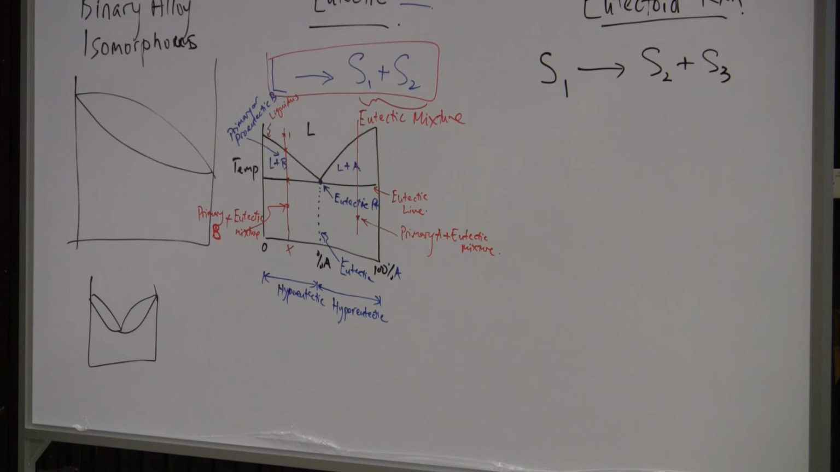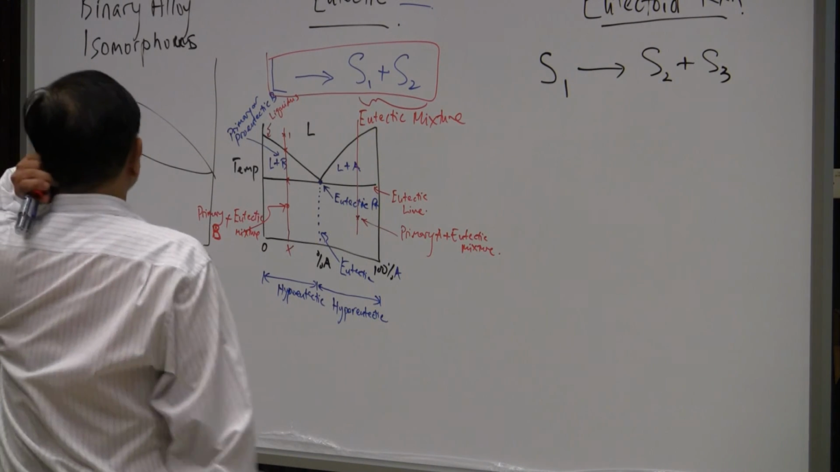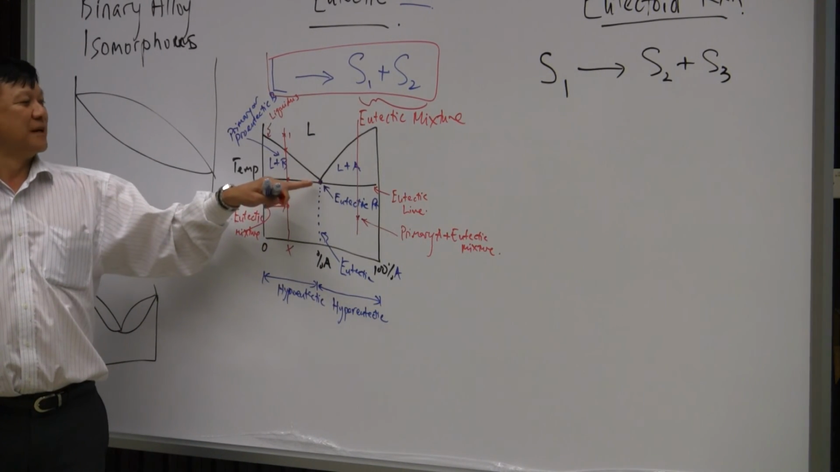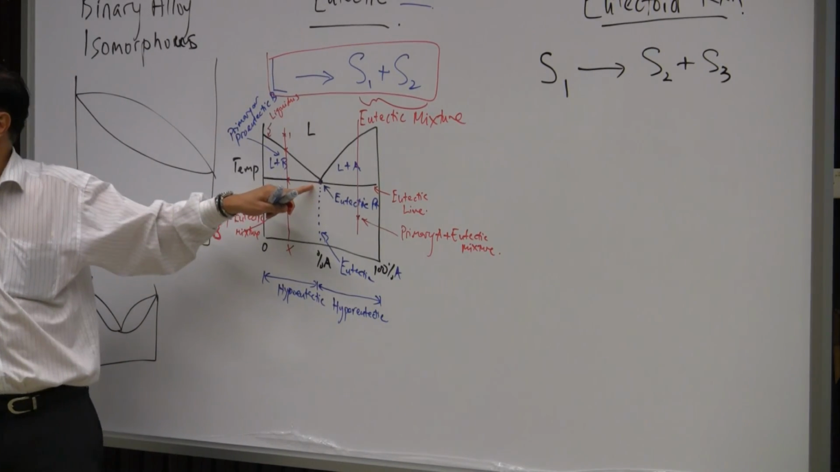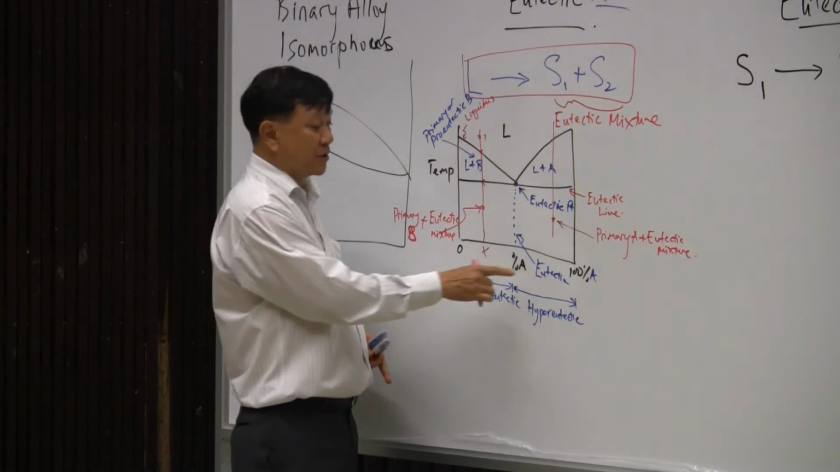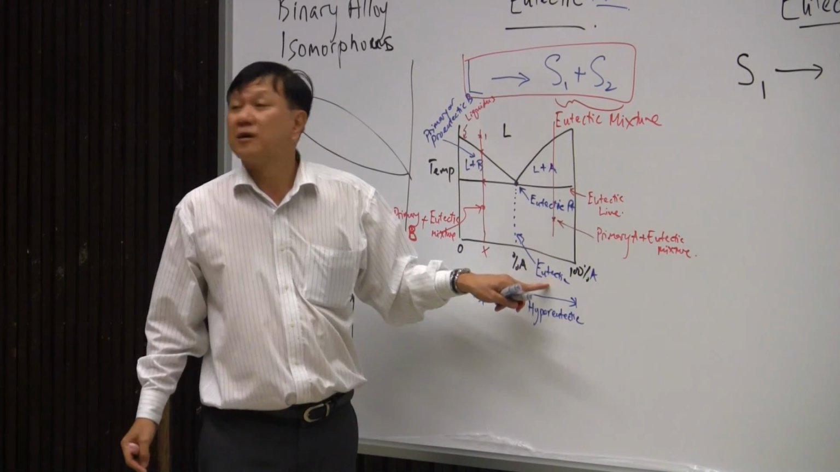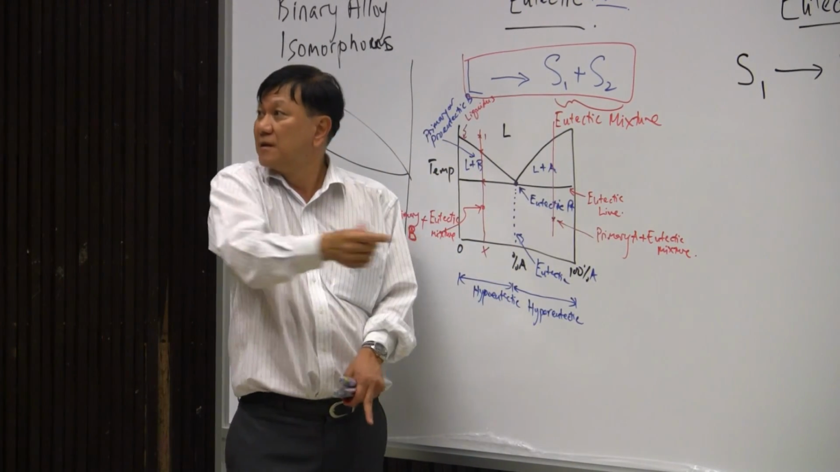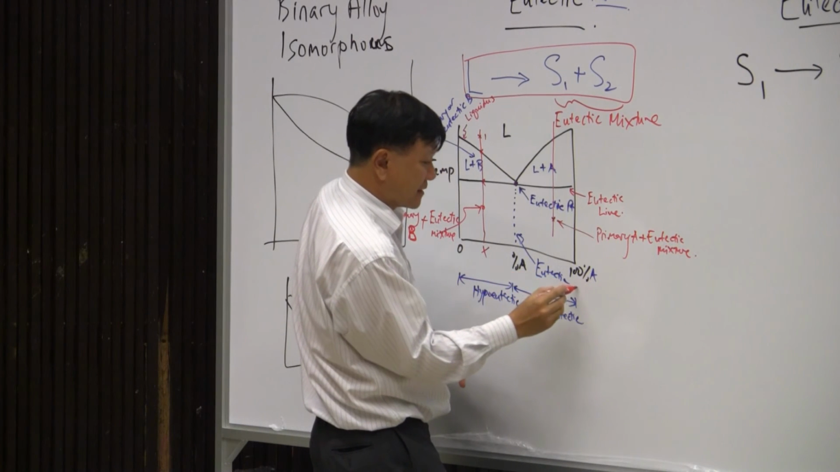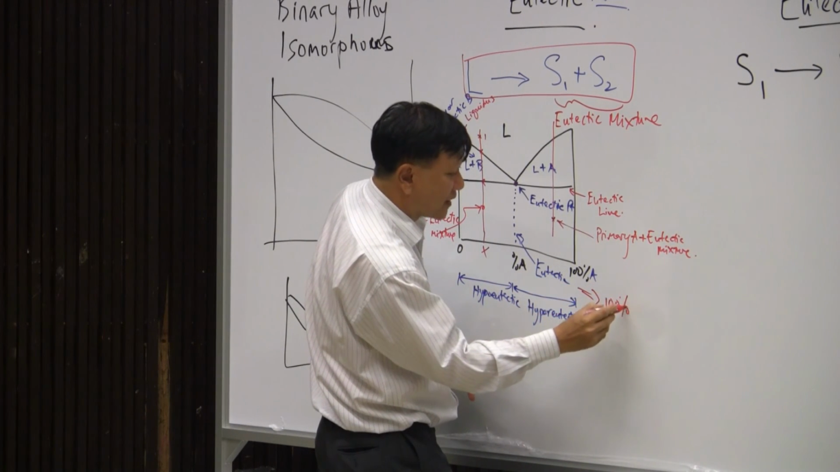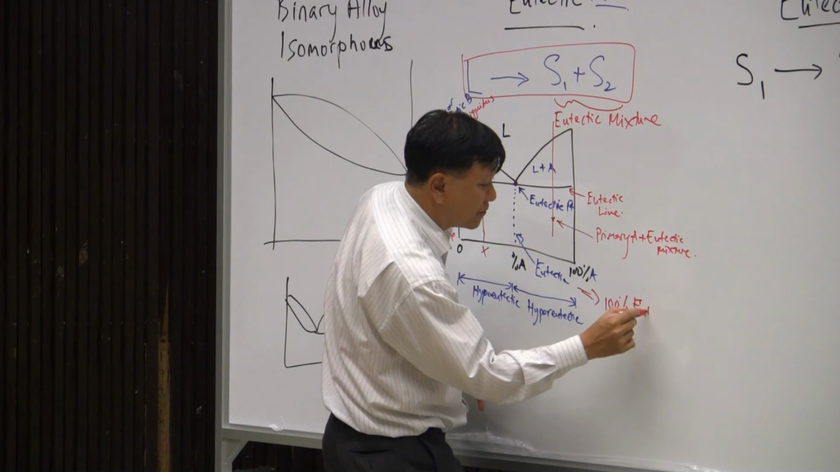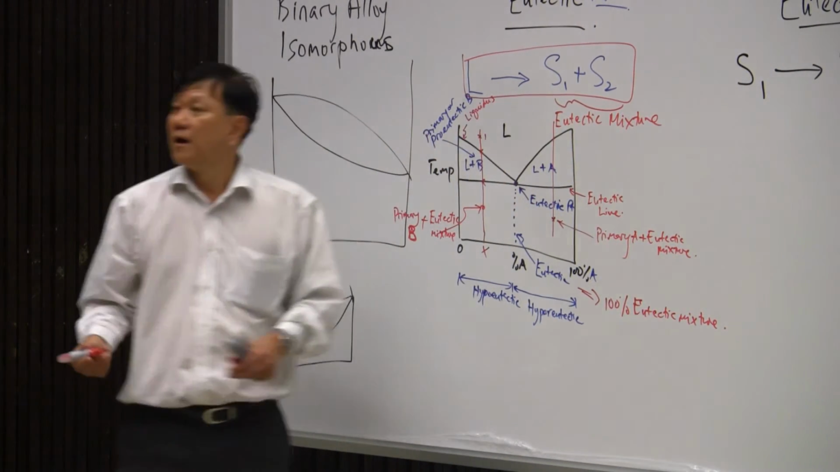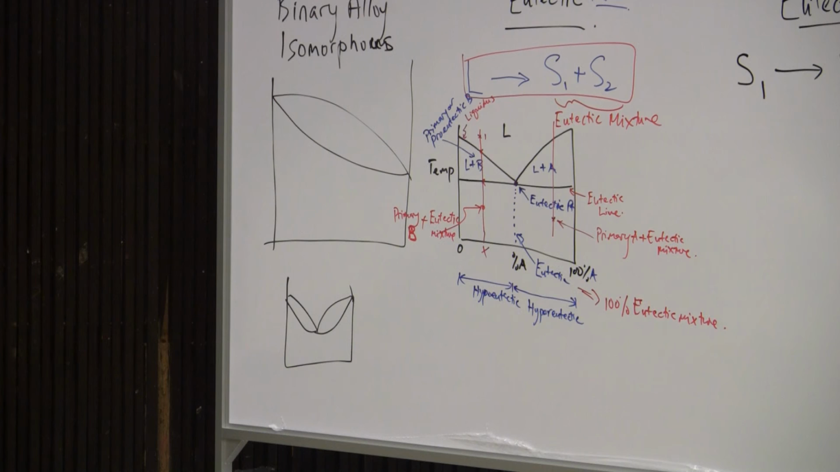Okay? Alright, now, can you tell me what will happen if I got exactly the eutectic composition? That means the eutectic point. So, for eutectic alloy, exactly eutectic composition. This is the eutectic composition. Okay, what do I get? This one will give me what? 100% what? Eutectic mixture. Are you okay with that?